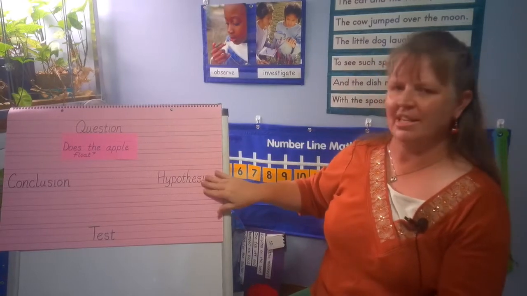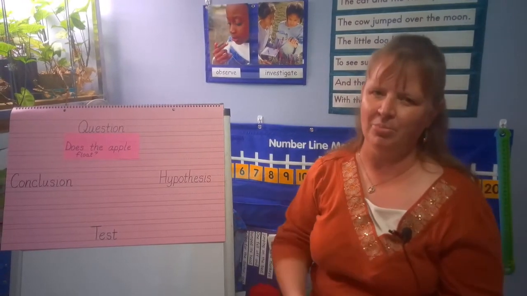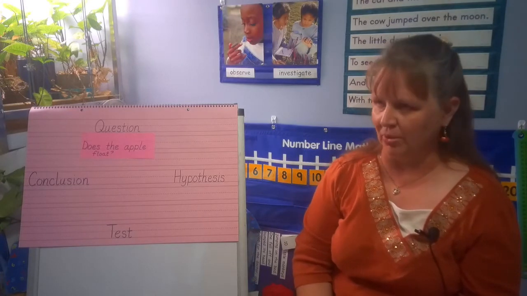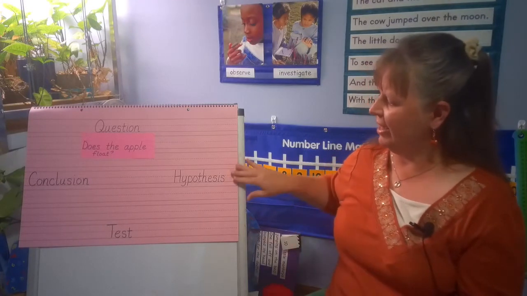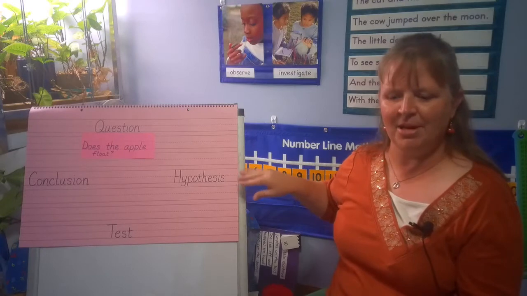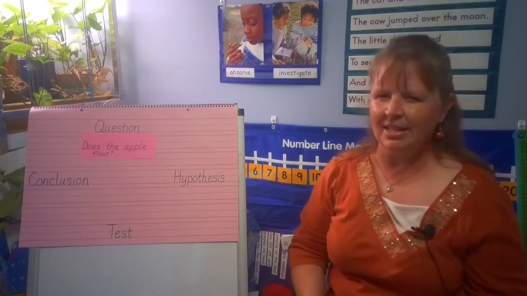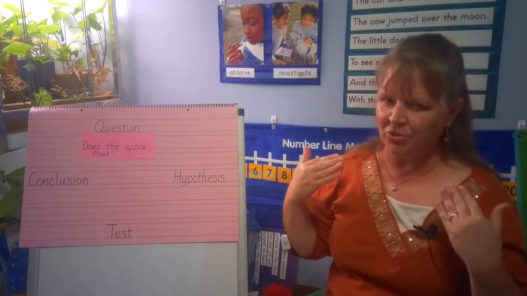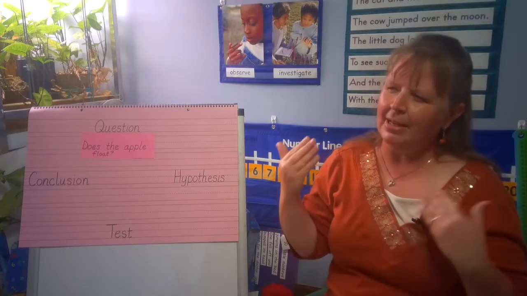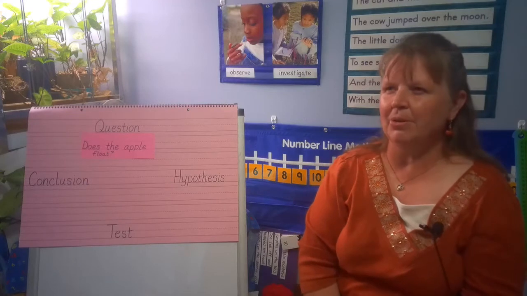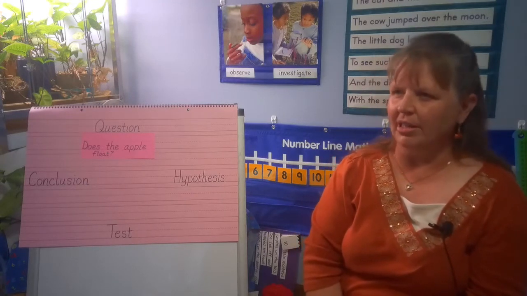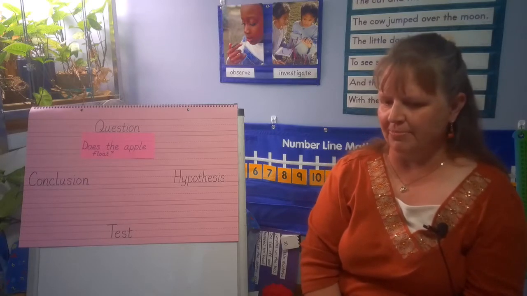And then they think about that, and they think about what they know about apples, and what they know about water and floating, and they think of a hypothesis. A hypothesis is kind of like a guess, but it's not really just taking any old guess. It's thinking about what you know and making an educated guess. So, well, I know about apples, and I know about water, and I know about things that float and sink.